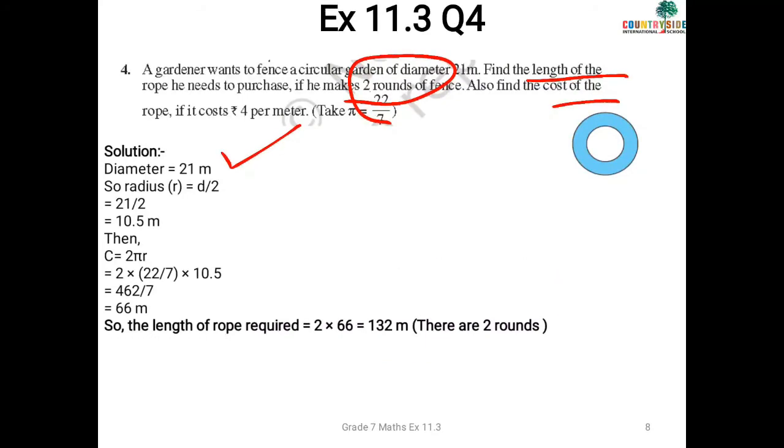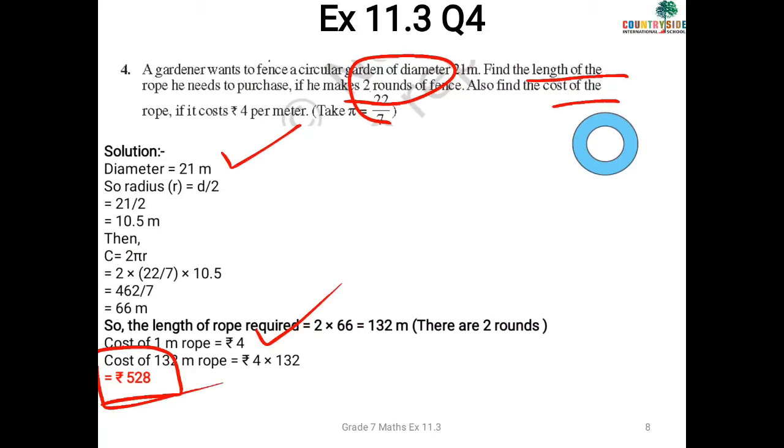So now we have to find the cost. The cost of 1 meter is 4 rupees. So the cost of 132 meters is simply 4 into 132, and 4 into 132 is 528 rupees. So at the end the cost is 528 rupees.